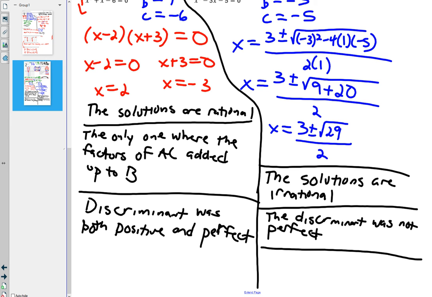Or the last thing you could say is the factors of AC could not add up to B. So I just gave you 3 justifications for each one, of which I would take any of them.